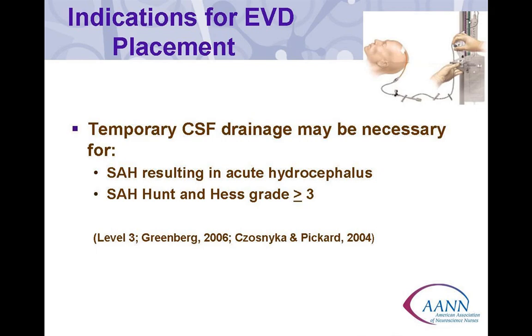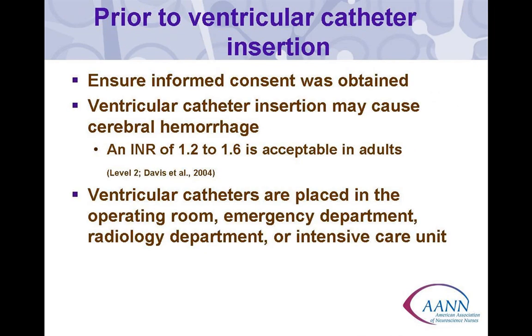Prior to insertion, we want to make sure there's an informed consent. Ventricular catheter insertion can cause cerebral hemorrhage. It can track hemorrhage, and an INR of 1.2 to 1.6 is acceptable in adults. Ventricular catheters are placed in the operating room, in the emergency department, in the radiology department, and in the intensive care unit. Next slide.